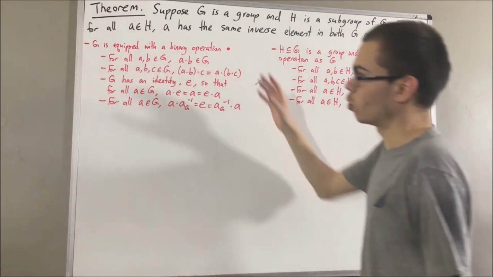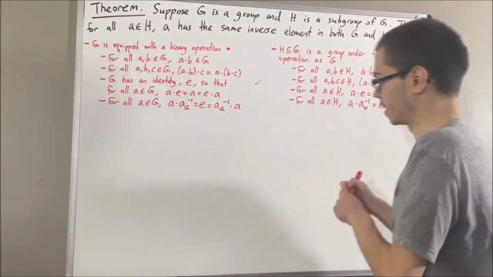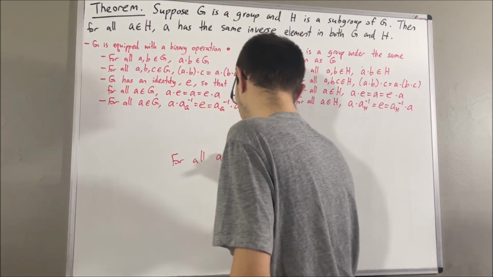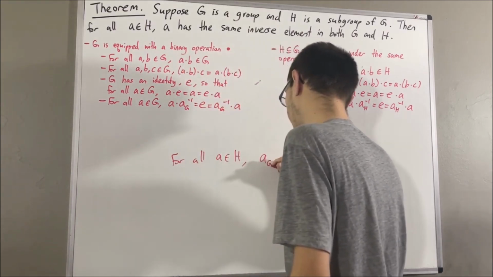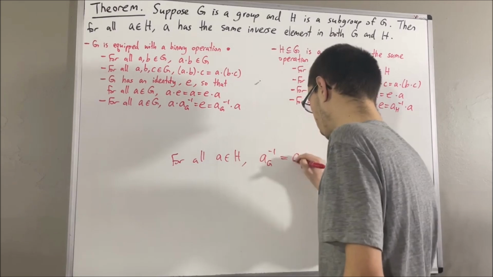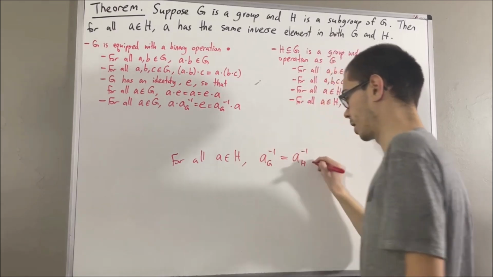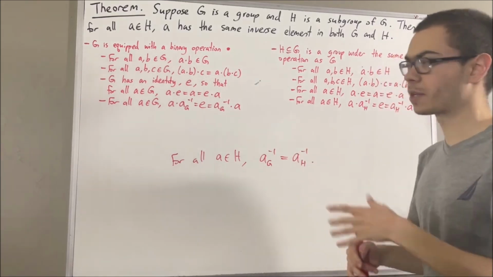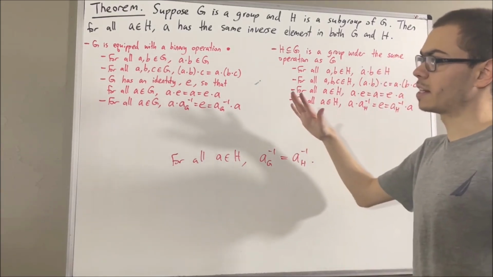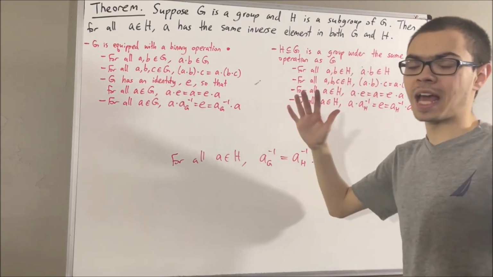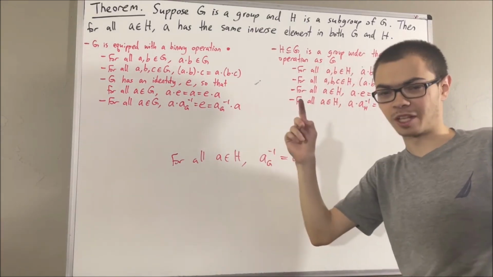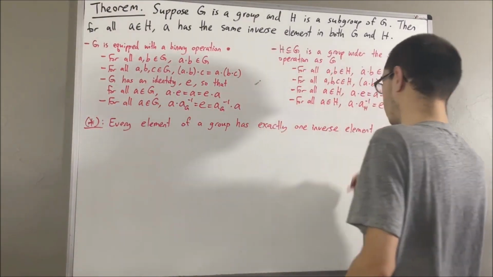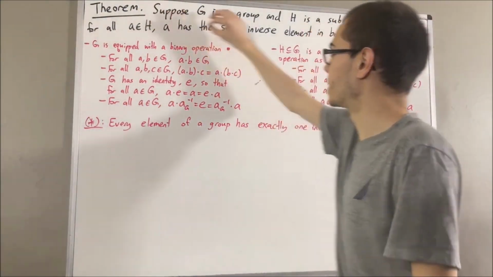So essentially, what we're being asked to prove here is, we want to prove for all A in H, the inverse of A in G is equal to the inverse of A in H. And to prove this, we're going to be using a preliminary result. We have proven that every element of a group has exactly one inverse element. So now, let's get into proving this theorem.